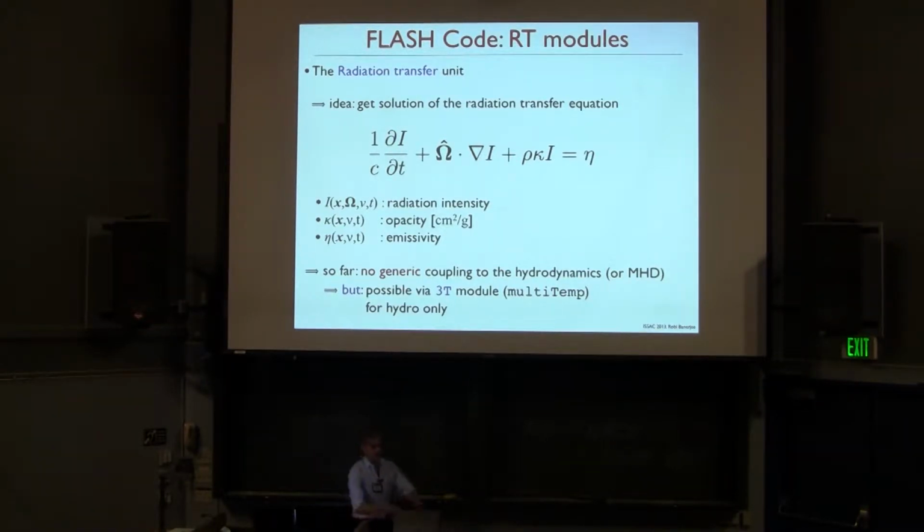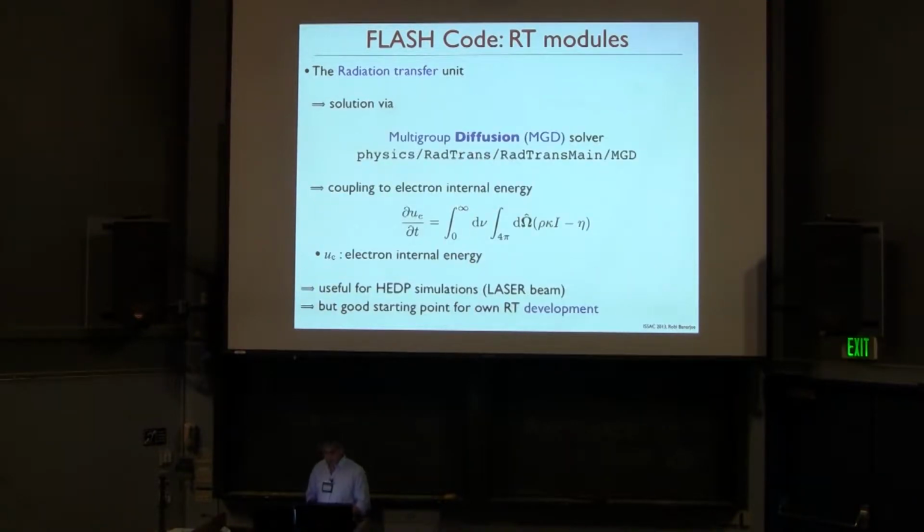But there is a module called 3T. 3T stands for three temperatures: for electrons, ions, and radiation. This module you might want to use, and it allows you also to couple the radiation field to the hydrodynamics. And in practice, what you do here, and that's why it's called the diffusion module, is a diffusion approximation, which we will see in a minute.